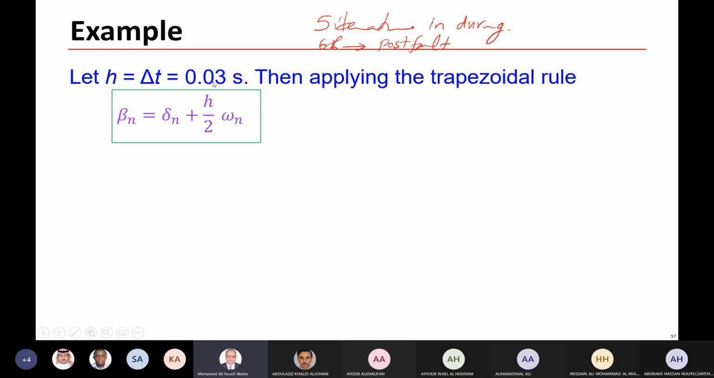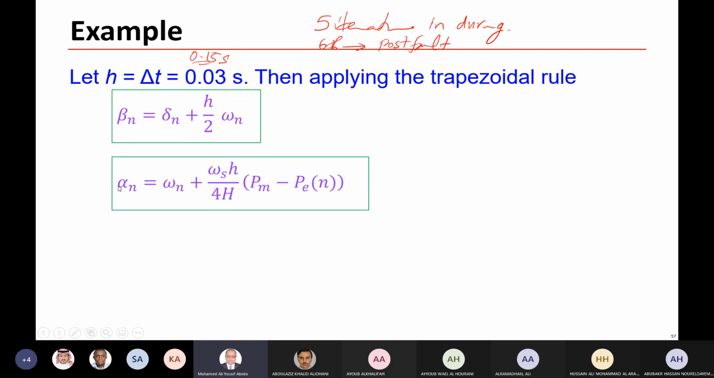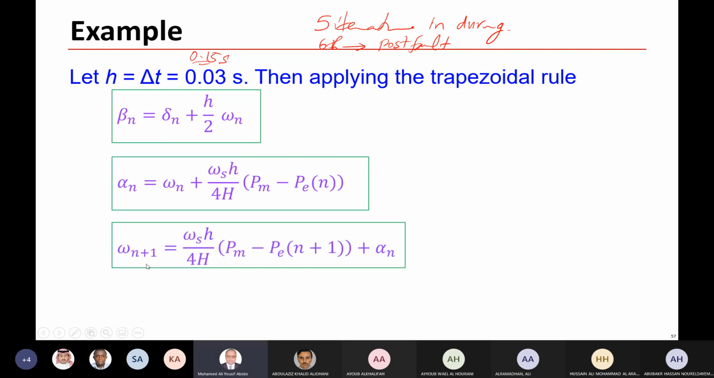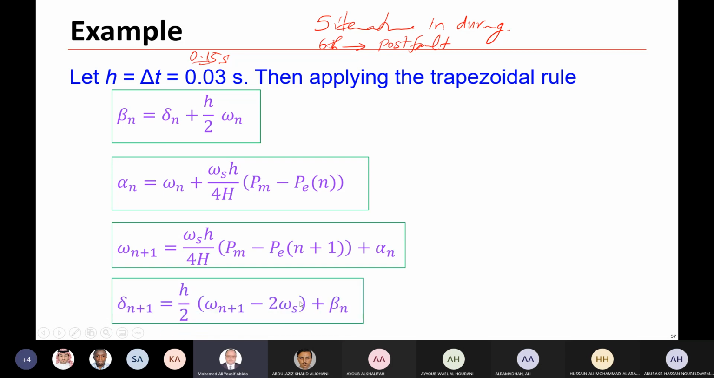So okay, the time is 0.15 second, lower 9 cycles. So you apply, this is all beta n as defined earlier, and this is alpha n. It depends on the previous values, omega n and BE of n. And this is omega n plus 1, recursive form, and this is delta n plus 1. And this is already shown before.